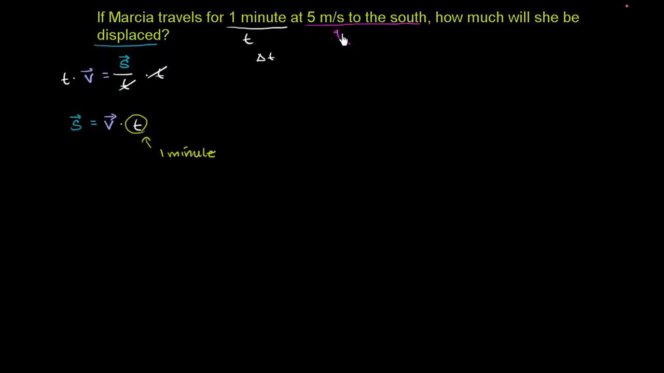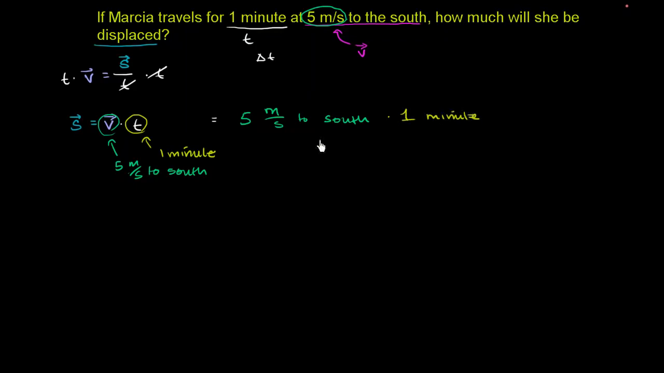This right over here is the velocity. They give us the magnitude, which is 5 meters per second, or you could say that's the speed. And they also give us the direction, to the south. So this is 5 meters per second to the south. So we might just say, hey, if we want displacement, that's just going to be equal to 5 meters per second to the south, times 1 minute.